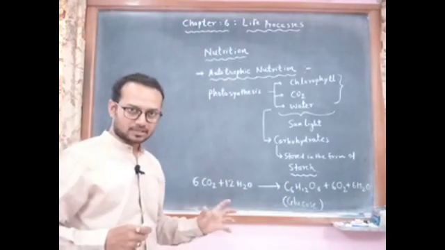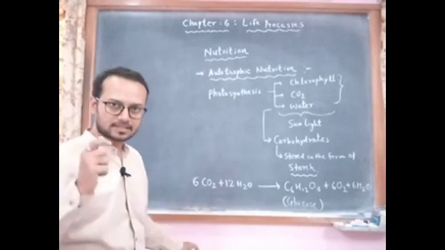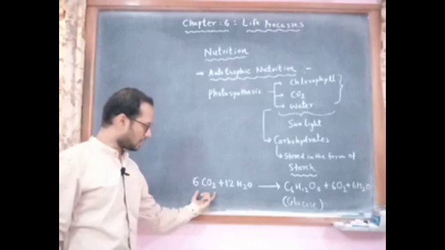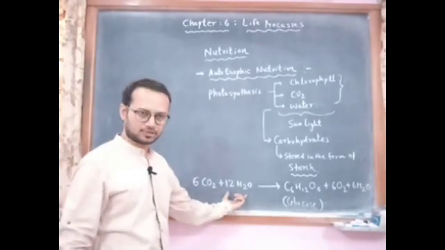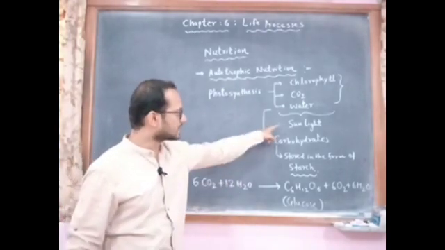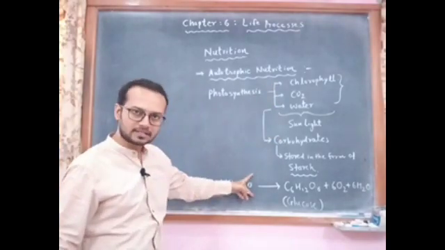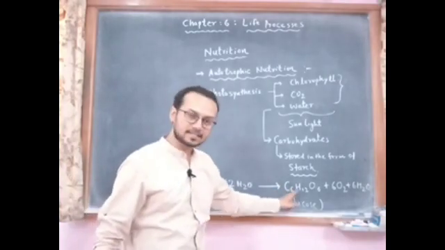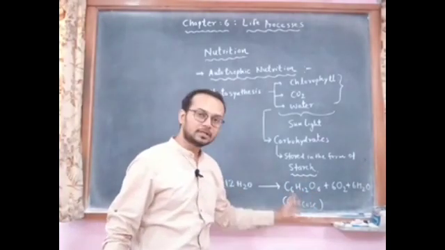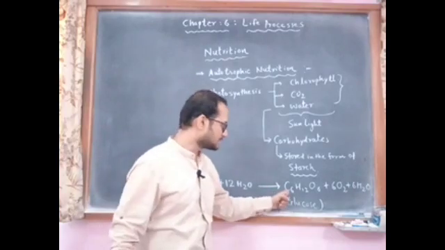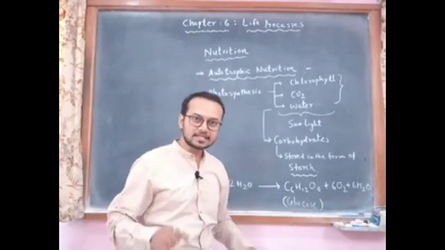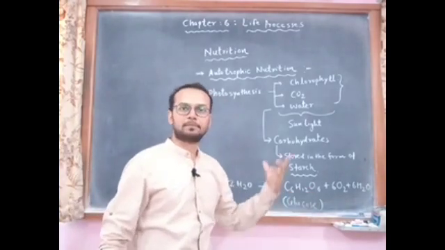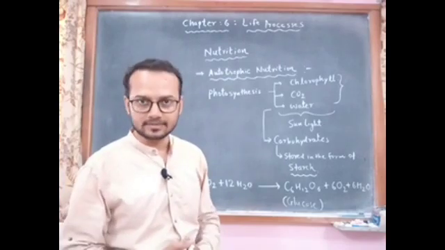Now the whole reaction, the chemical equation performing this photosynthesis, is like this. 6 molecules of CO2, that is carbon dioxide, plus 12 molecules of water, H2O. In the presence of sunlight and chlorophyll, they perform an activity and form glucose, that is C6H12O6. Remember, the molecular formula of glucose is C6H12O6. It is a kind of carbohydrate. This is the energy which plants use to perform their activity.